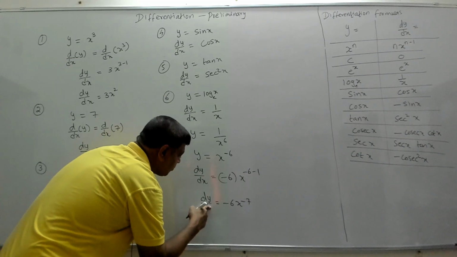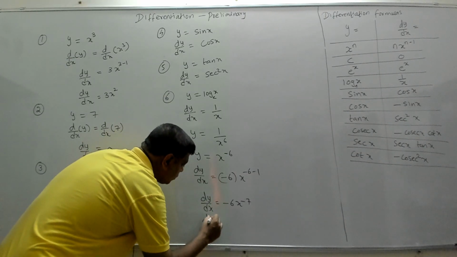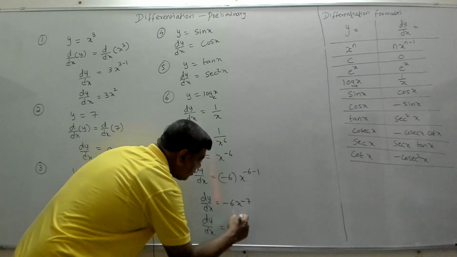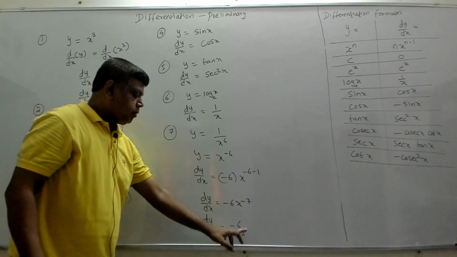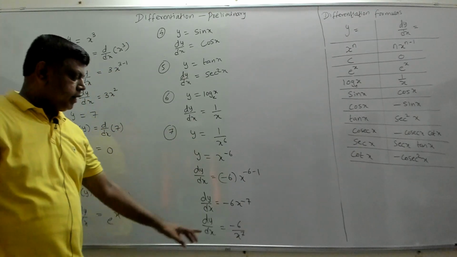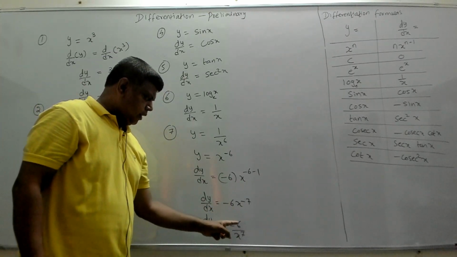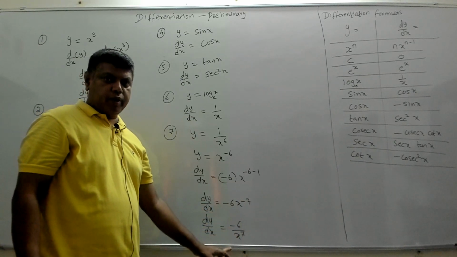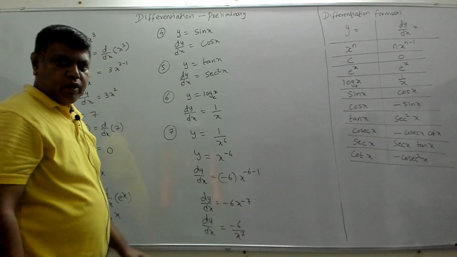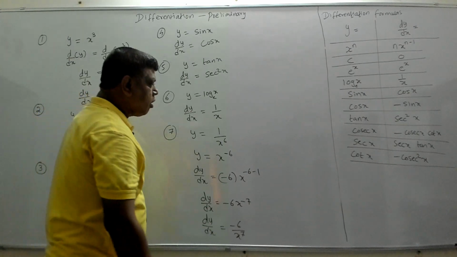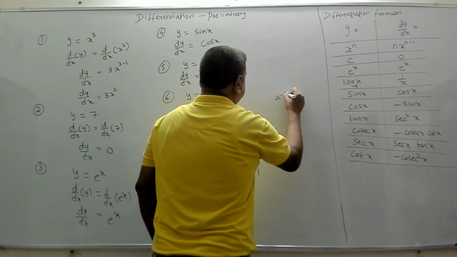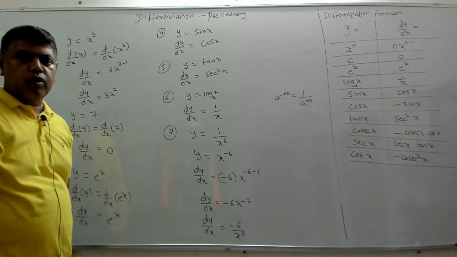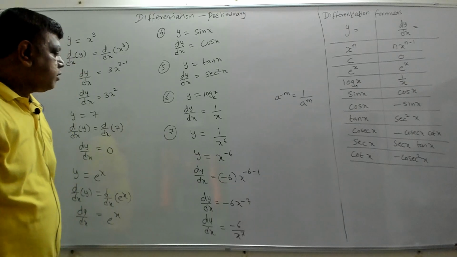After I differentiated, I am simplifying. So dy by dx will become minus 6 by x power 7, because x power minus 7 can be written as 1 by x power 7. When x power minus 7 goes to the denominator, it becomes x power plus 7, which is from our laws of exponents. We have this law: a power minus m equals 1 by a power m, one of the laws of exponents.